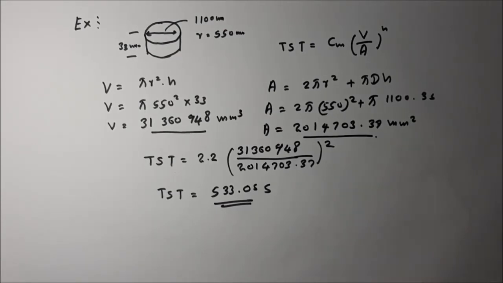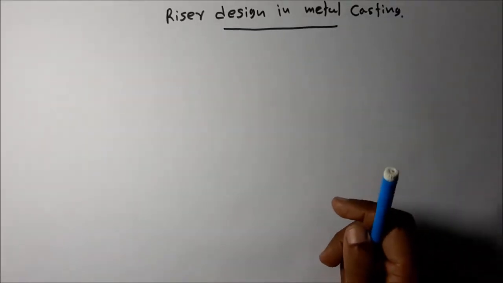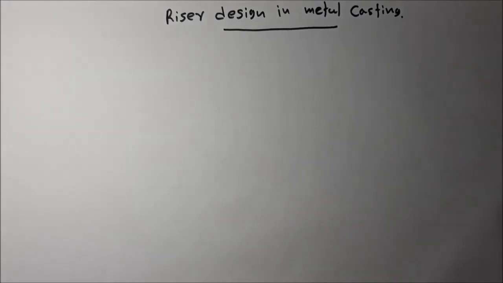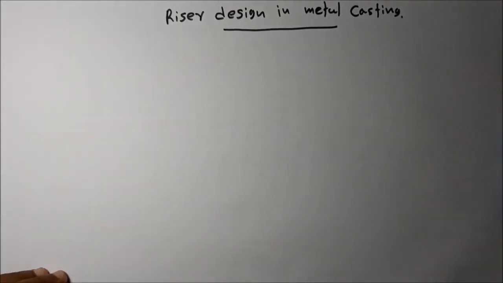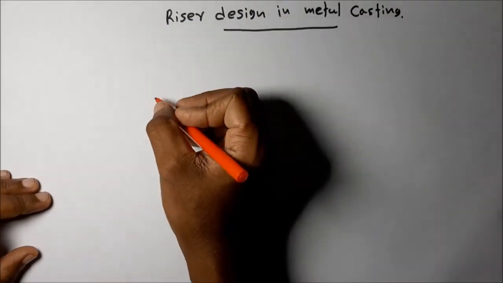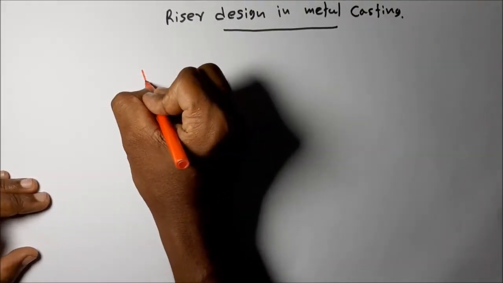Okay, then another important calculation we are going to discuss is the riser design. Next we are going to discuss the riser design, and I will explain the theory behind it. Riser design in metal casting operation. What is the purpose of the riser actually? The riser is used to avoid the shrinkage cavity defect in casting operations. So I will explain the purpose of the riser.